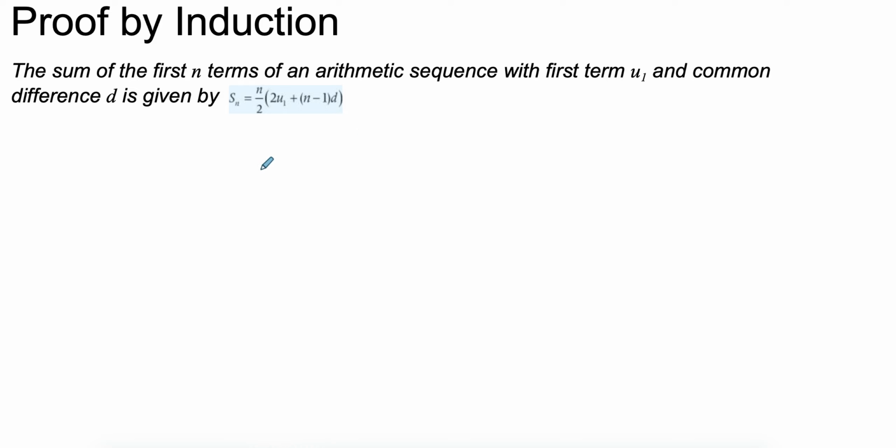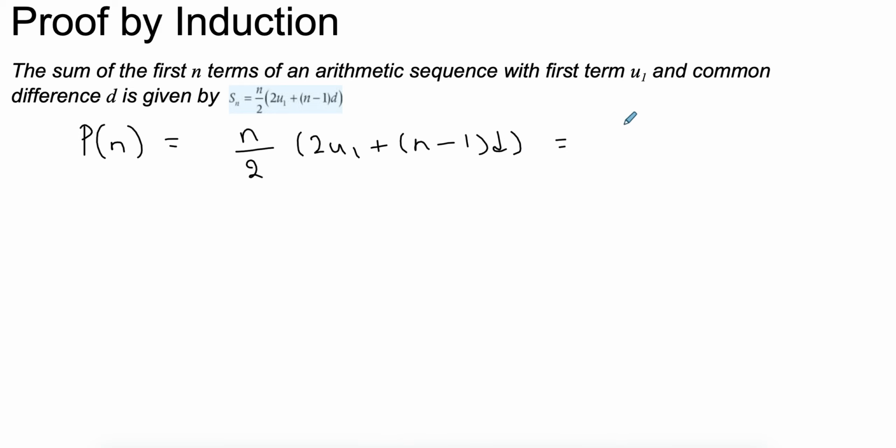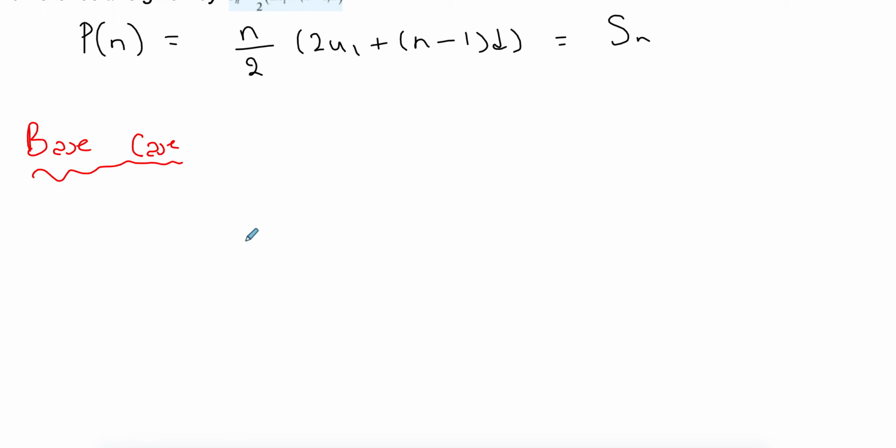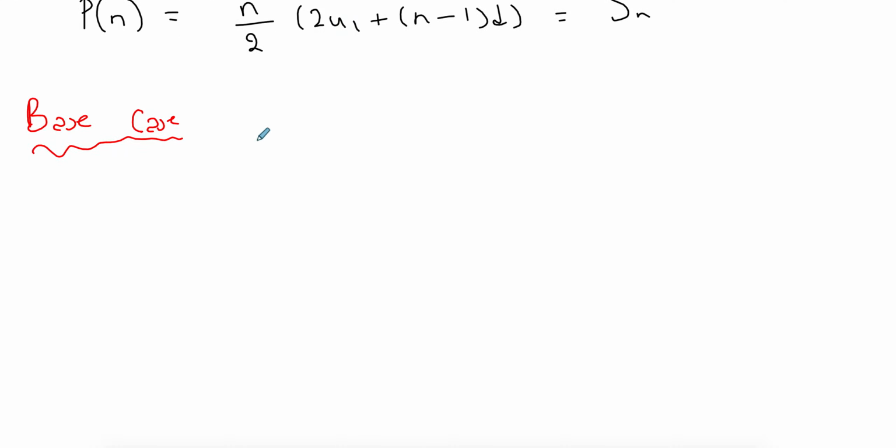So for this example, we're going to label the formula that we want to prove, which is this plus n minus 1 d, and that would be Sn. So for our base case, when you're doing proofs, you have to label which case you're in. Maybe there are marks, maybe there are not, but for a proof by induction, we need to see where exactly is your base case, where's your assumption, and where is your inductive step.